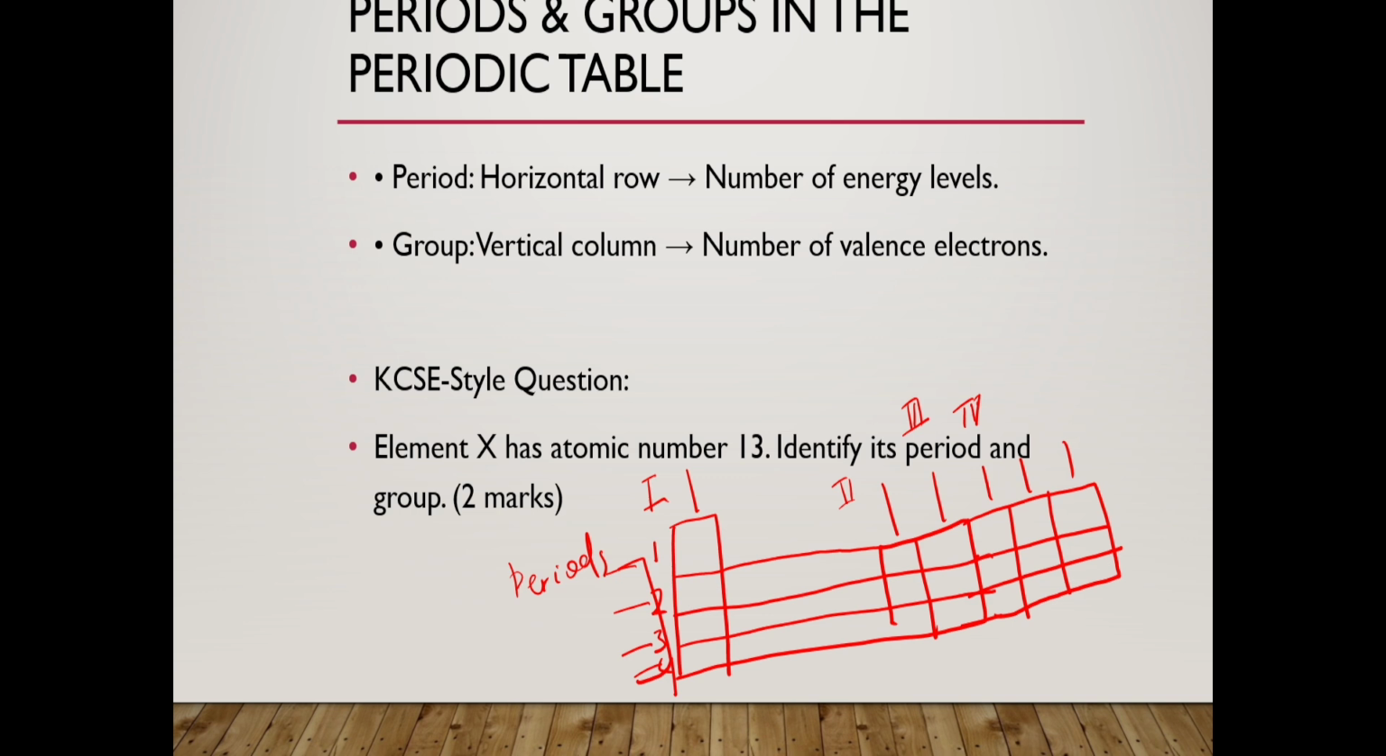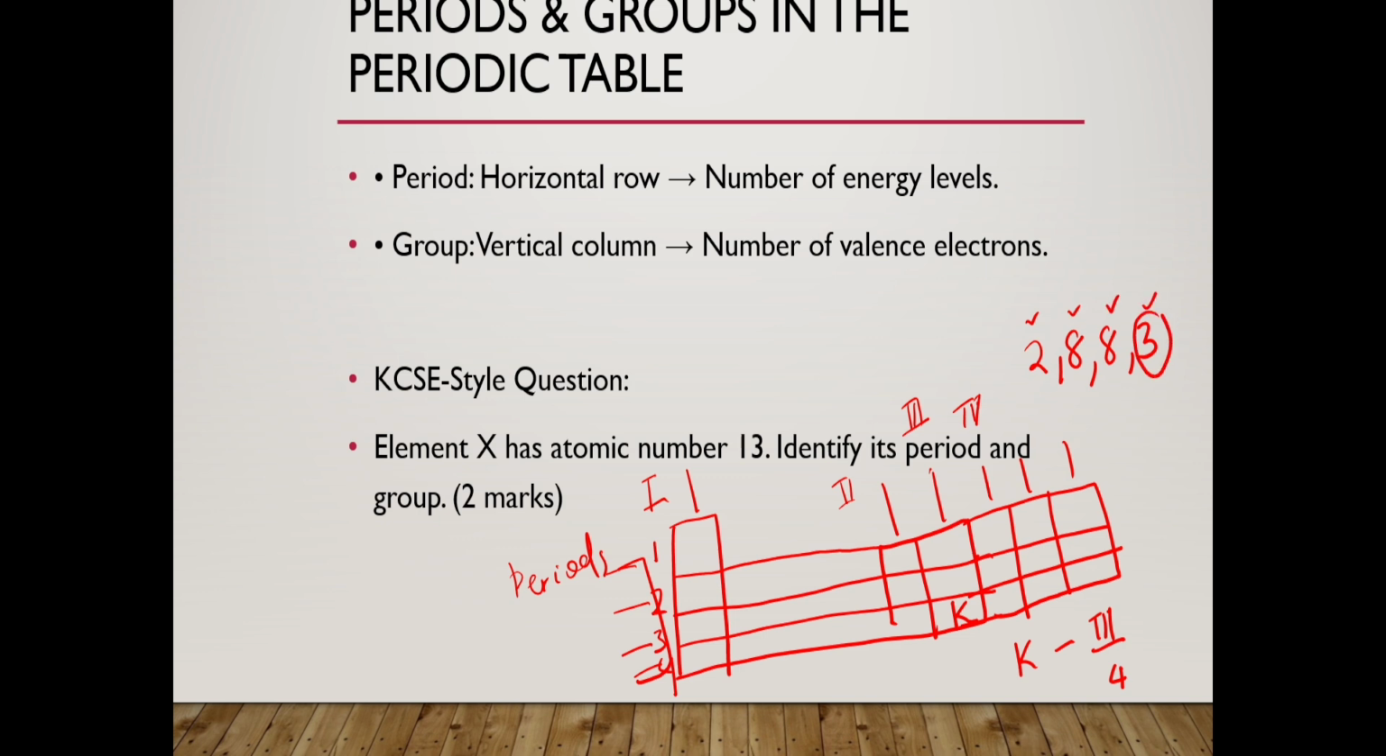So let's say we have an element K here. If someone was to ask you to write down its electronic configuration, it's very easy. You just look at where the group is. The group represents the valence electrons, the electrons found in the outer shell. So K is in group 3. But which period? It's in period 4. So you write it as 2, 8, 8, 3. Because this is period 4, but group 3.